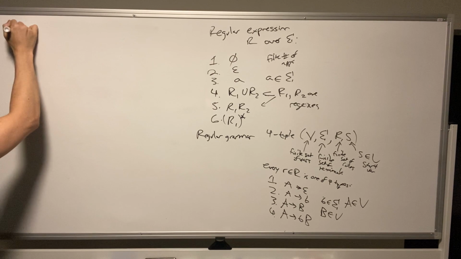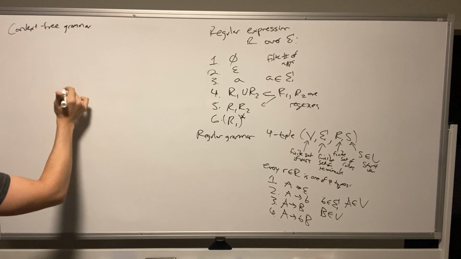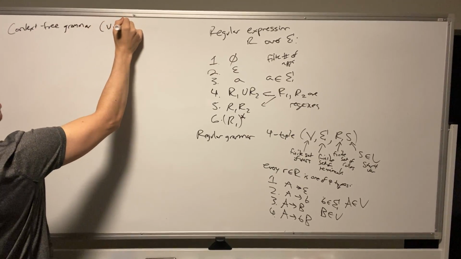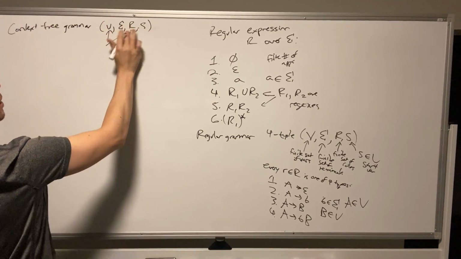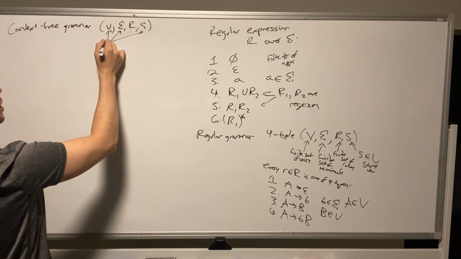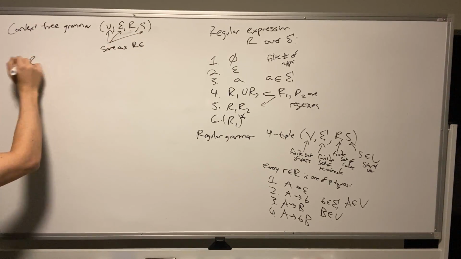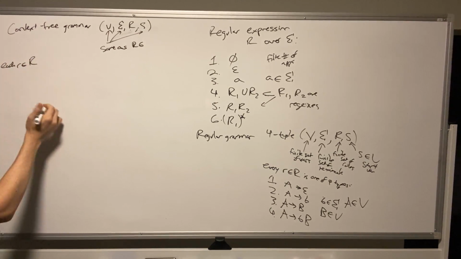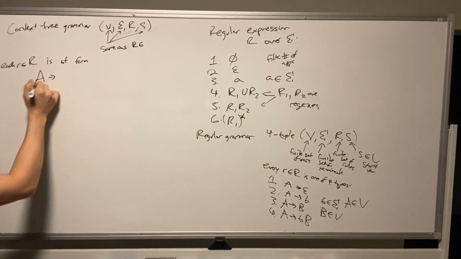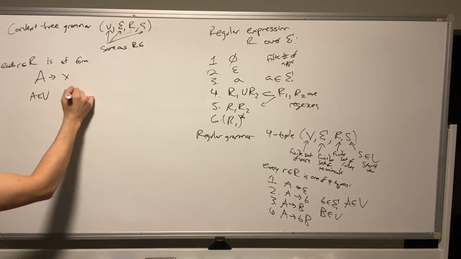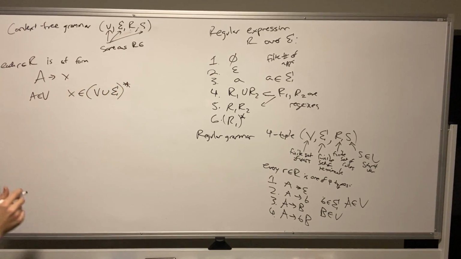So a context-free grammar is, again, a 4-tuple. So these three, no, not that one, that one, that one are the same as for a regular grammar. And then rules, each rule in the set of rules is of the form A goes to a string of X's. So A is a variable, and X is a variable or a character, as many of them as you want, and it can be zero.